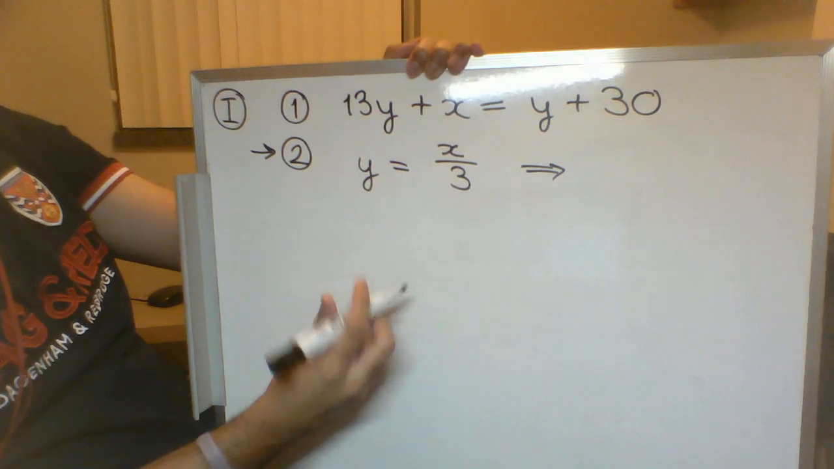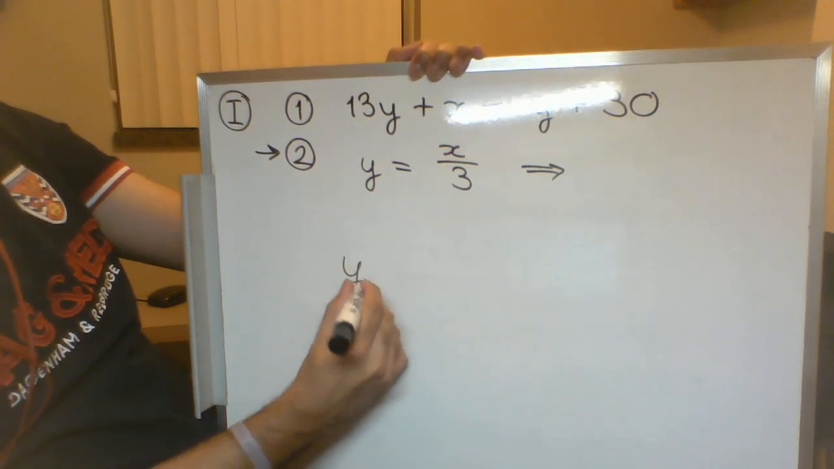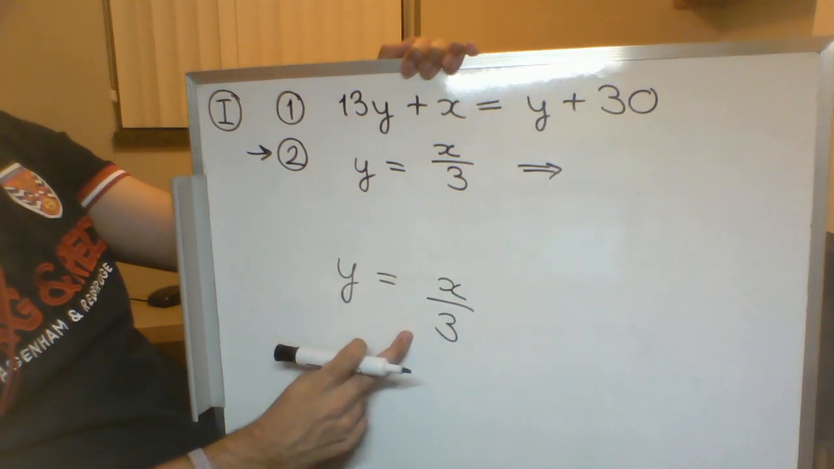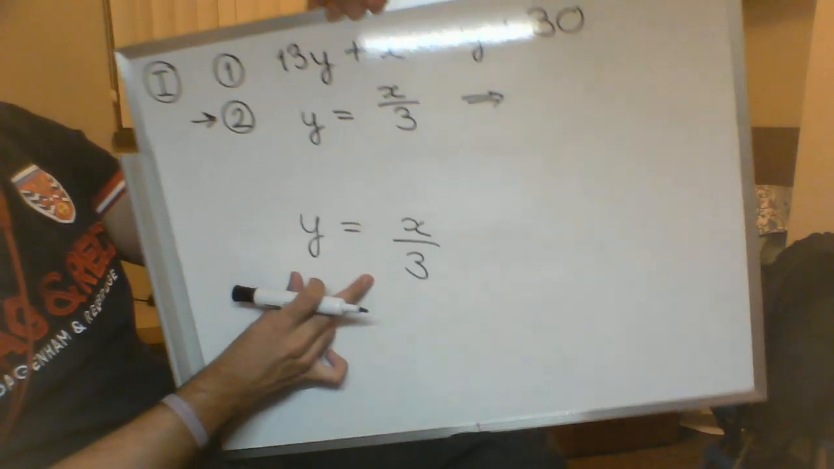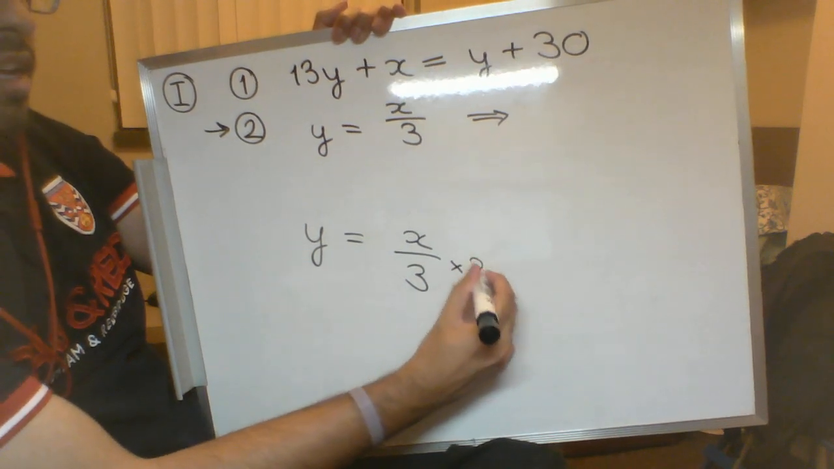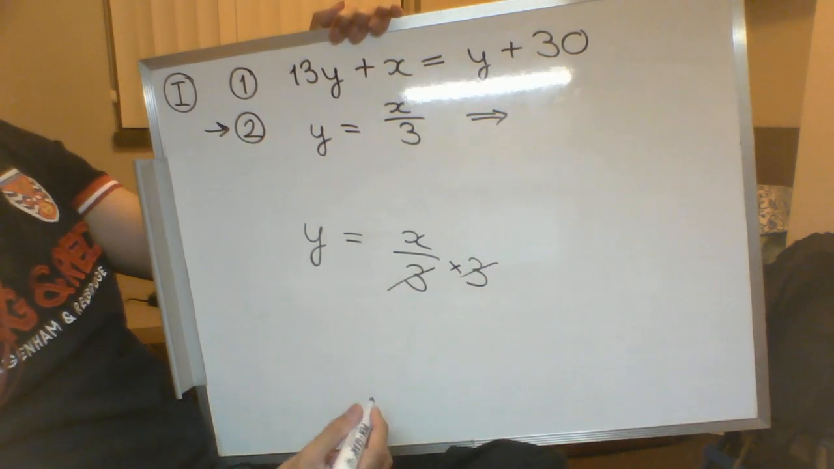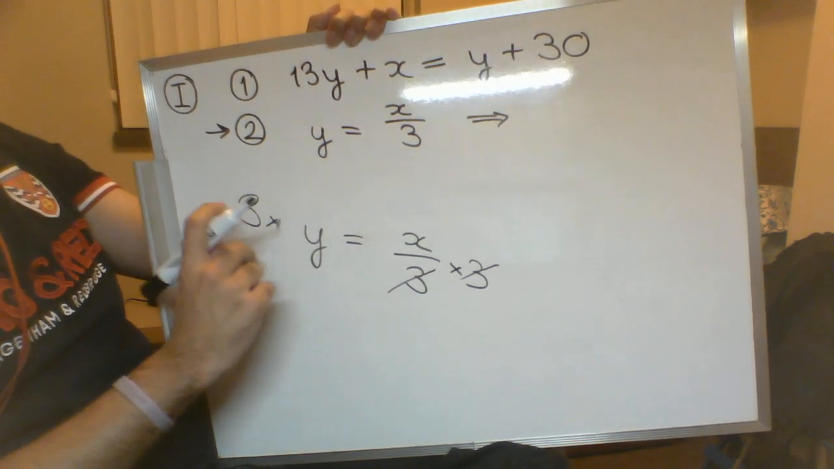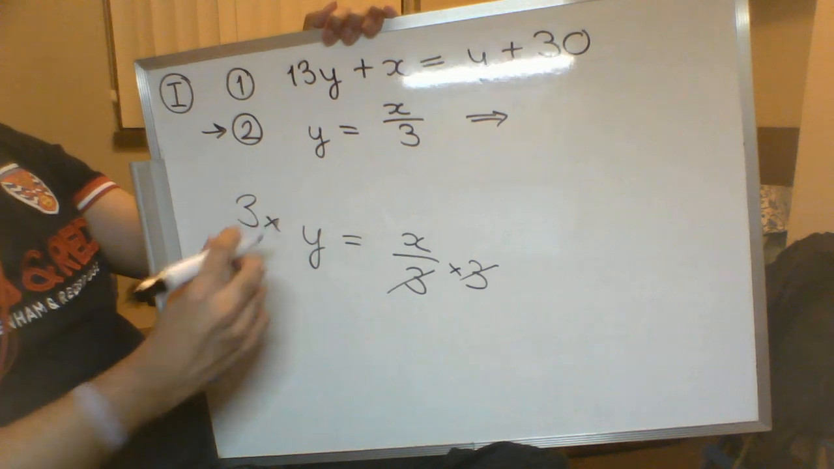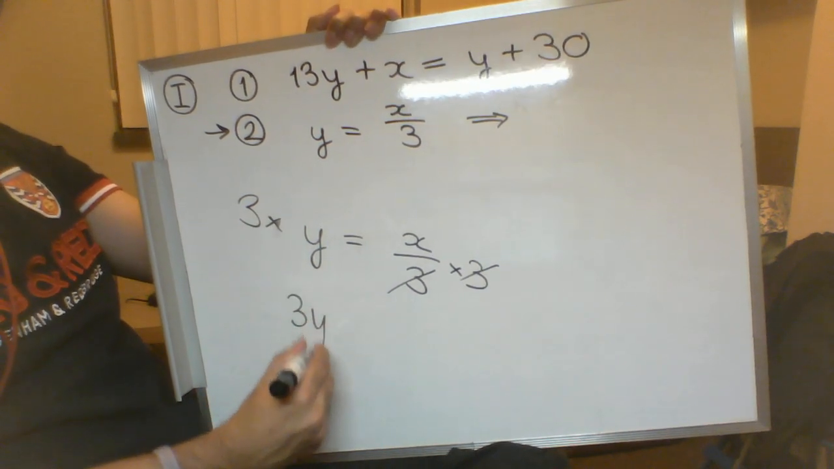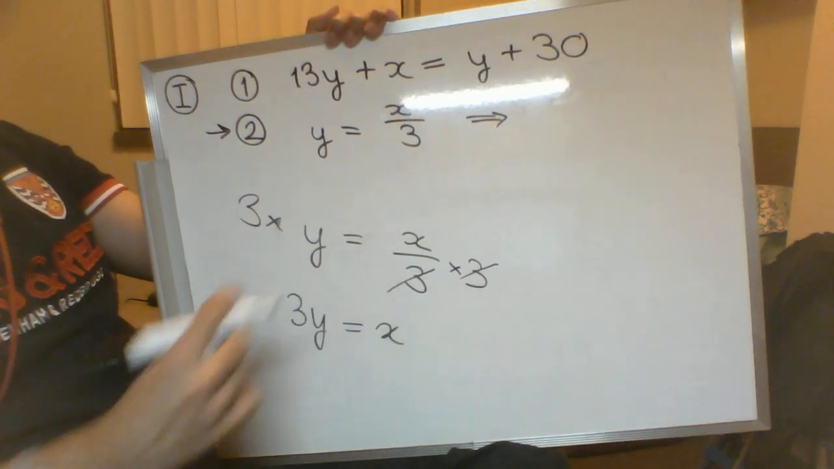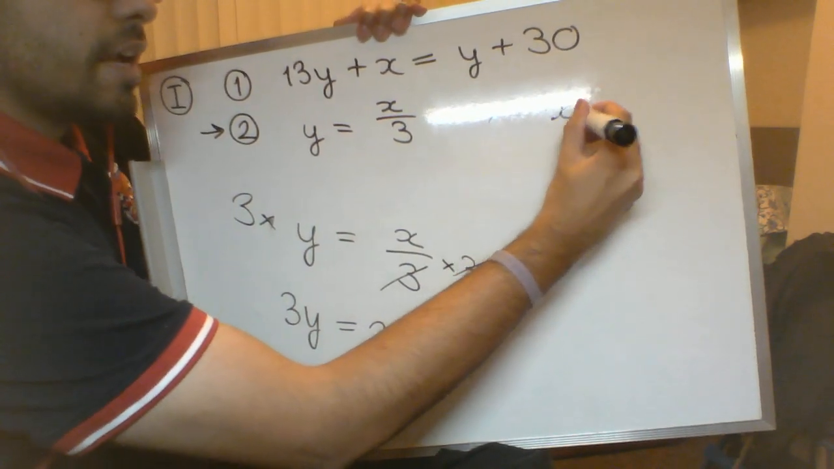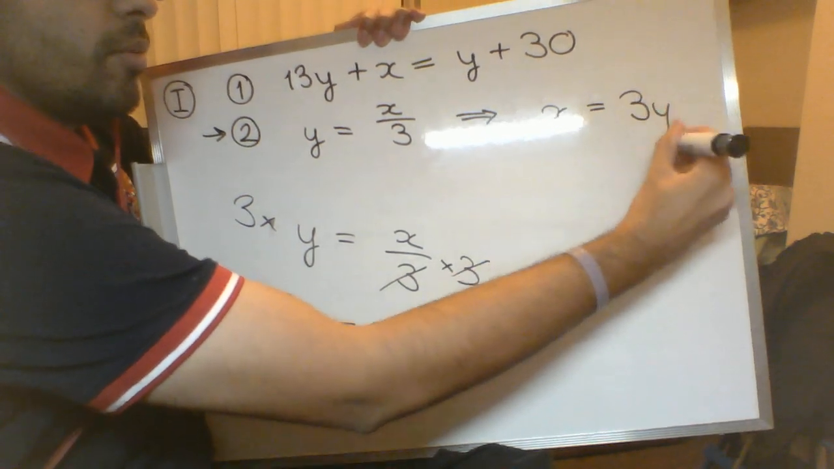If I wanted to solve this for x, right now I'm dealing with y equals x over 3. I don't want it to be x divided by 3, I want it to just be x. So to do that, I'm going to multiply this side by 3. That'll make these 3's disappear. But if I multiply this side by 3, I also need to multiply this side by 3, which leaves me with 3y on the left side equals x on the right side. So that means I could rewrite equation 2 as x is equal to 3y.